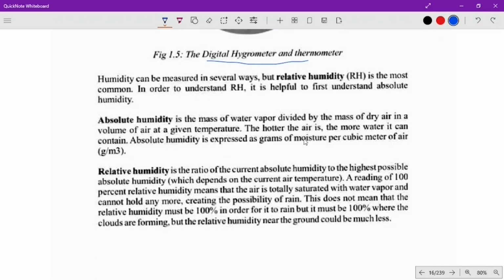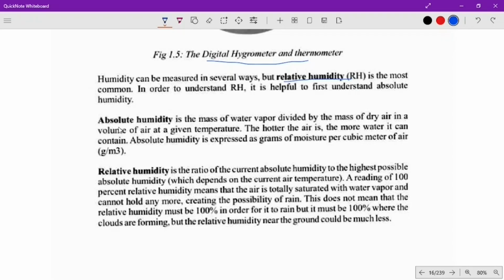Now we are going to look at some words or how we describe humidity. So humidity can be measured in several ways, but relative humidity is the most common. In order to understand relative humidity, it is helpful to first understand absolute humidity. So we are going to look at these terms so that when you see them in your examinations or your test, you are going to know how to define them.